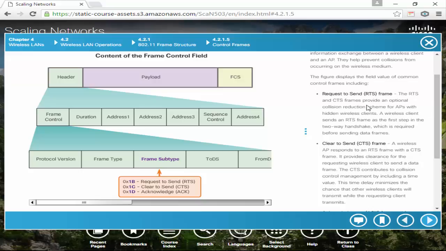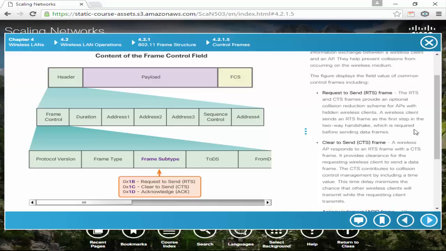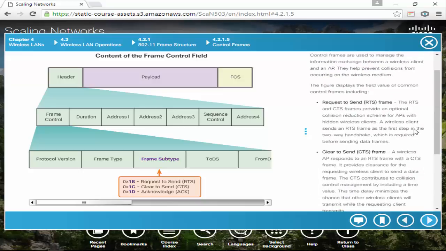The RTS and the CTS frame provide an optional collision reduction scheme for APs with hidden wireless clients. A wireless client sends an RTS frame as the first step in the two-way handshake, which is required before sending data frames. Alright, so maybe I'm wrong there, because that says it's additional. So CA, either way, it's waiting to say, hey, is the line not busy, and can I send? That's the grasp of CA, whereas remember CD is after collision happens, how we're going to fix this, right?